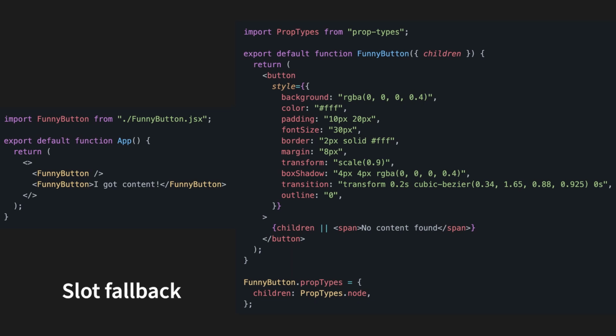Let's explore how both frameworks handle slot fallback when no content is provided. In React, the funny button component uses the children prop to render content inside the button. If no children are passed, the expression children || span with no content provides a fallback message. This approach leverages JavaScript's logical OR operator to ensure that the button always displays a default message when needed.